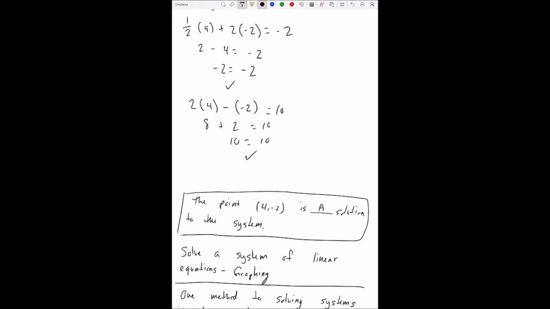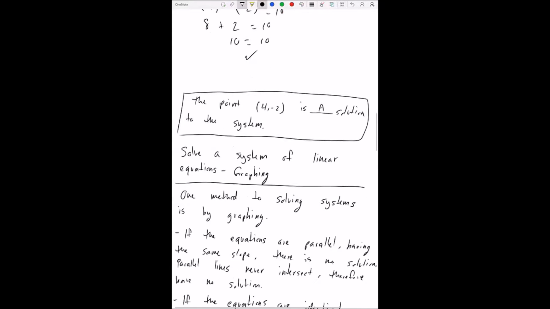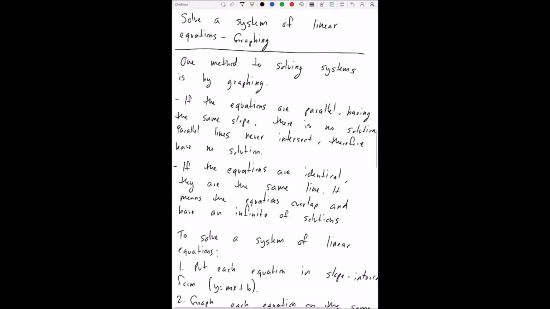So that's how to check, and what it means to be a solution. It has to work for both of them. That's where, if you were to graph them, they're going to intersect. And that's where we're going to lead on to: solving a system of linear equations by graphing.